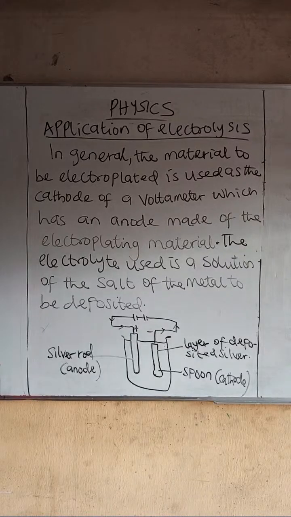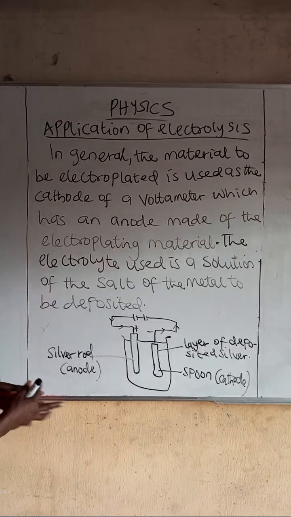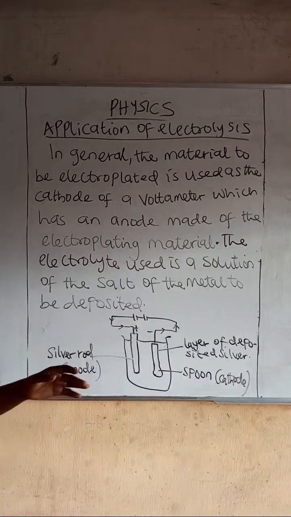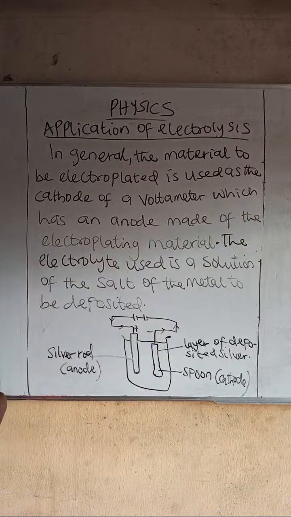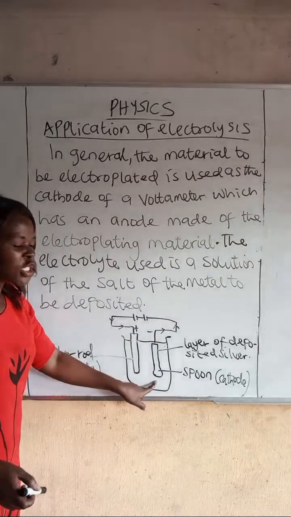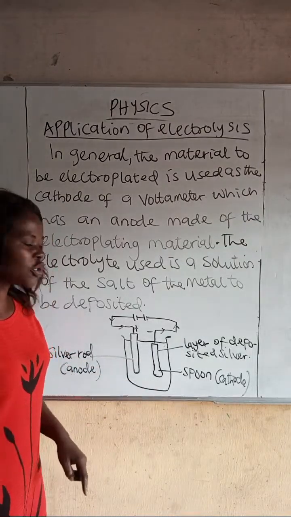Okay, so in general, the material to be electroplated is used as the cathode of a voltmeter, which has an anode made of the electroplating material. The electrolyte used is a solution of the salt of a metal to be electroplated. What do I mean? I want to explain the concept of this electroplating. I want to electroplate this spoon. I want to change the color of this spoon.